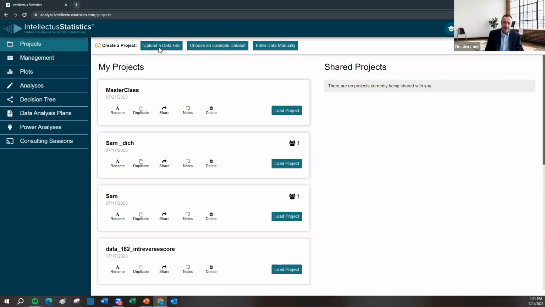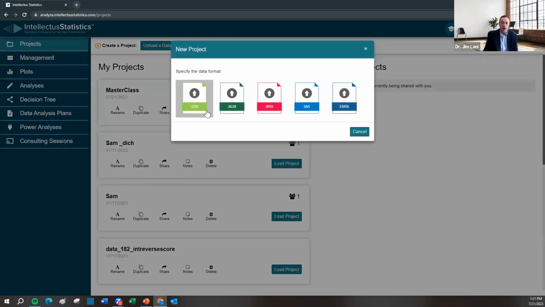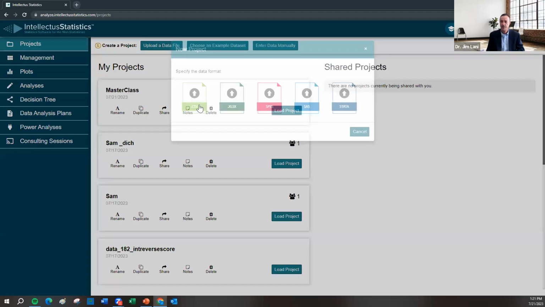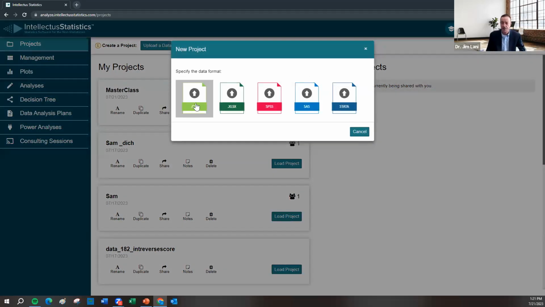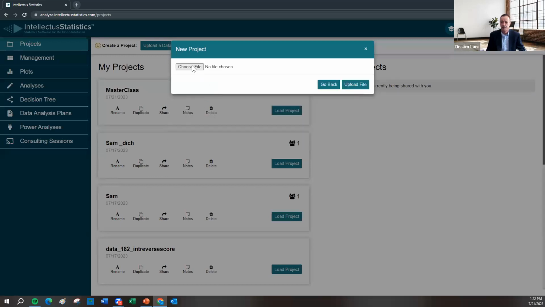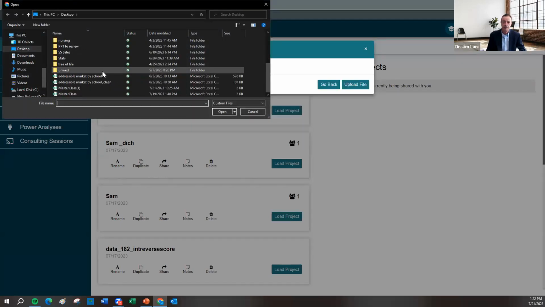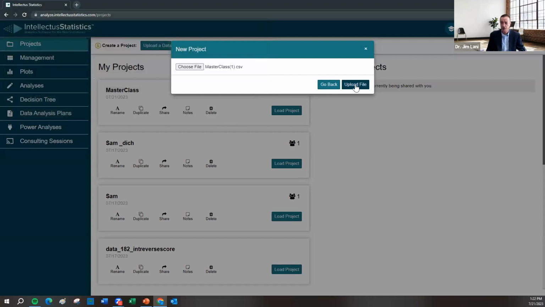So we can upload data. For those that want to follow along, you can upload your CSV here, your Excel here, and a lot of folks have SPSS here. This is a standalone tool, so it does not interact with SPSS. Thank goodness. What we have is different, but folks do have files. So you can go to upload data file, and I will upload a data file just as an example. I'll go to CSV, choose the file. I'm going to go to masterclass and go open, and then upload file.